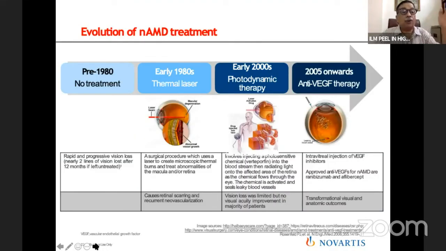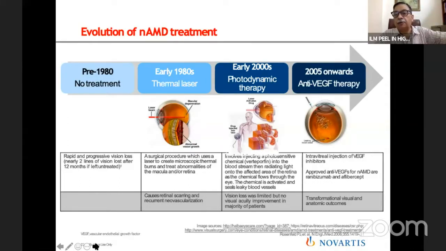Now, if you go sequentially till 1980, we had no treatments. In the 80s, the thermal laser became evident as a useful tool, initially used for extrafoveal lesions, found to be very useful. Then we tried to extend it to juxtafoveal lesions. You used to be left with a scotoma. And finally, people have, God forbid, never to try that again. But people have tried it for subfoveal lesions. We actually tried it for subfoveal lesions.